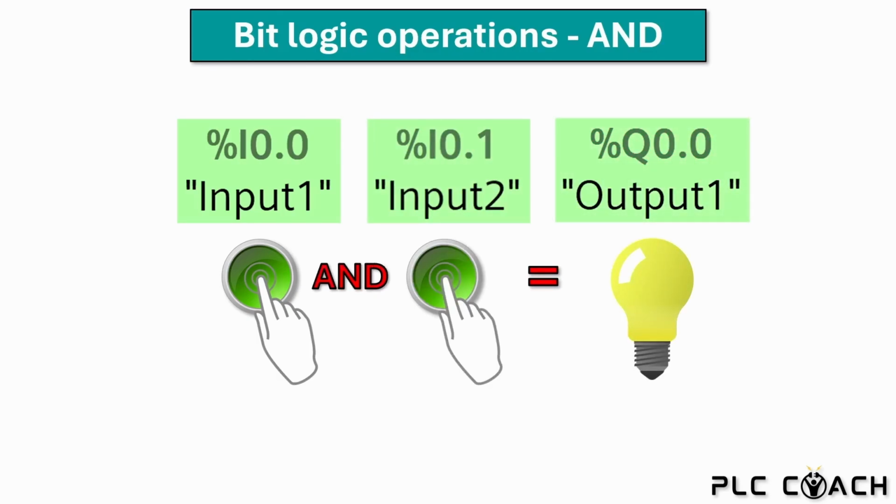Before I show you the AND connection in different programming languages, let's first discuss a real-world example in Factory I/O. That way, we keep the practical aspect in focus. Let's go!